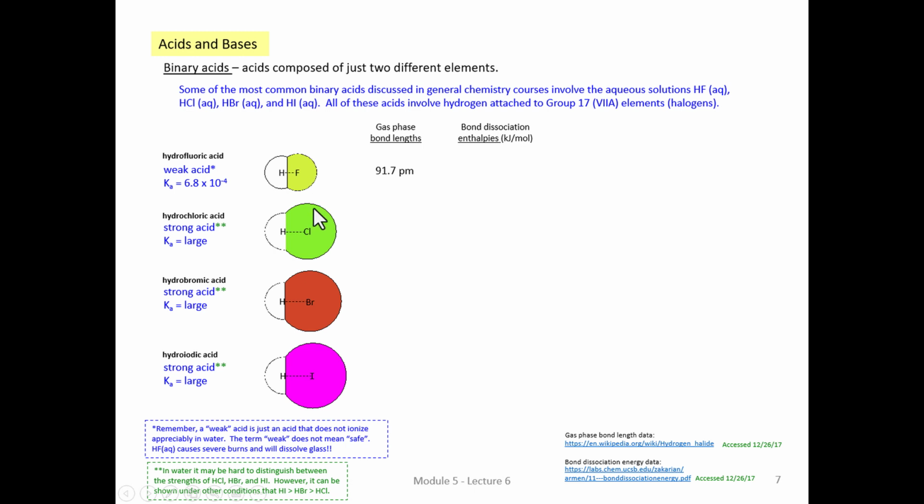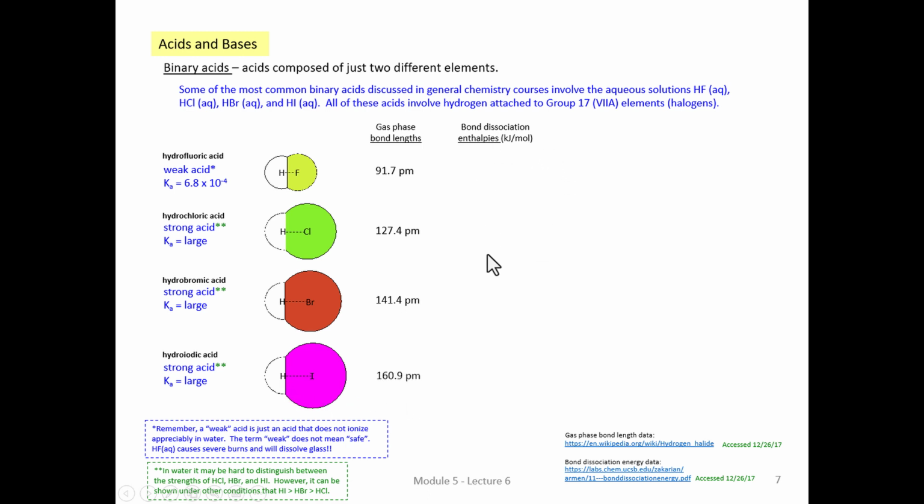And I drew these molecules like this intentionally to try to reflect reality. So what do we mean by the gas phase bond lengths? What we mean is that the center to center distance between these two atoms, which would be the length of this dotted line here in an individual molecule in the gas phase, is 91.7 picometers. The bond length in HCl, which I'm trying to show here, is longer than in HF. It's 127.4, HBr even longer, and HI the longest.